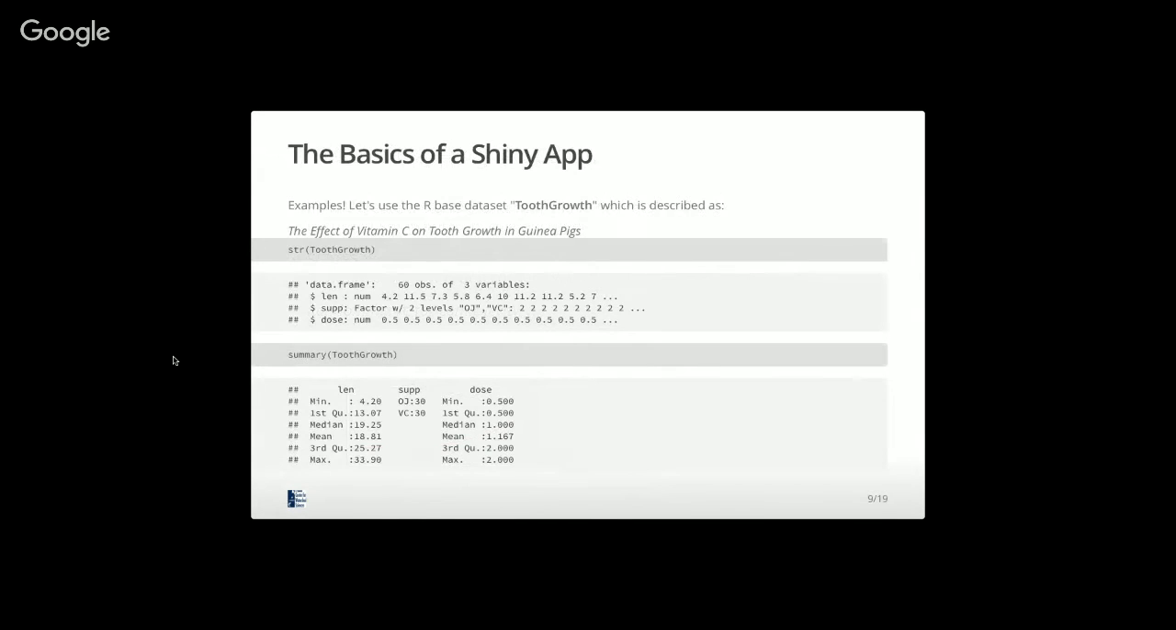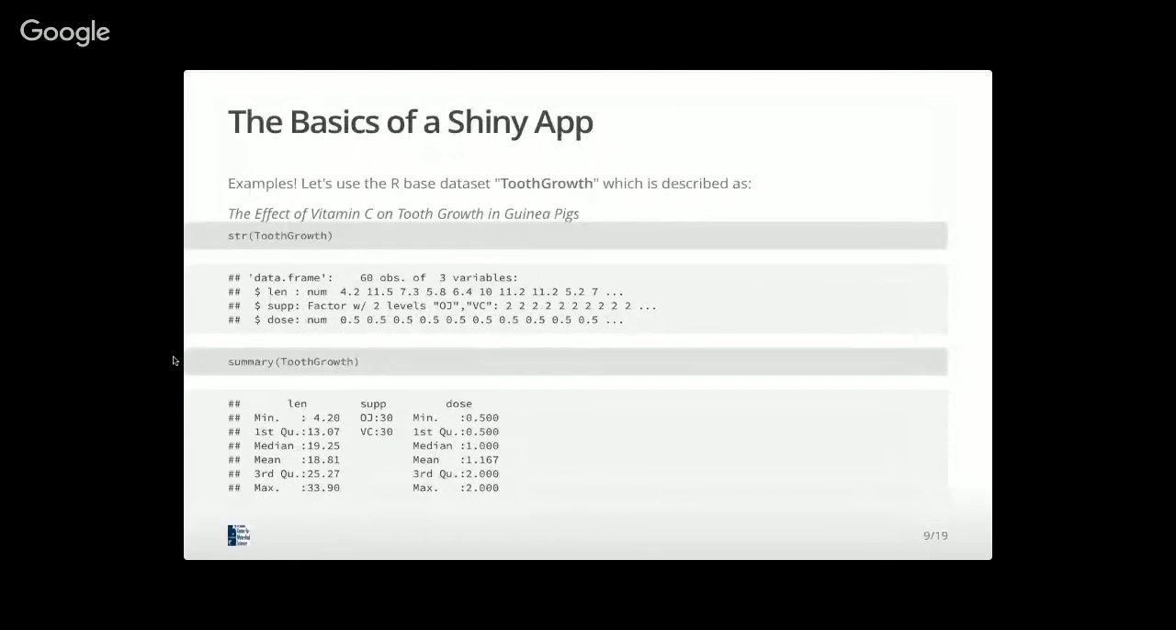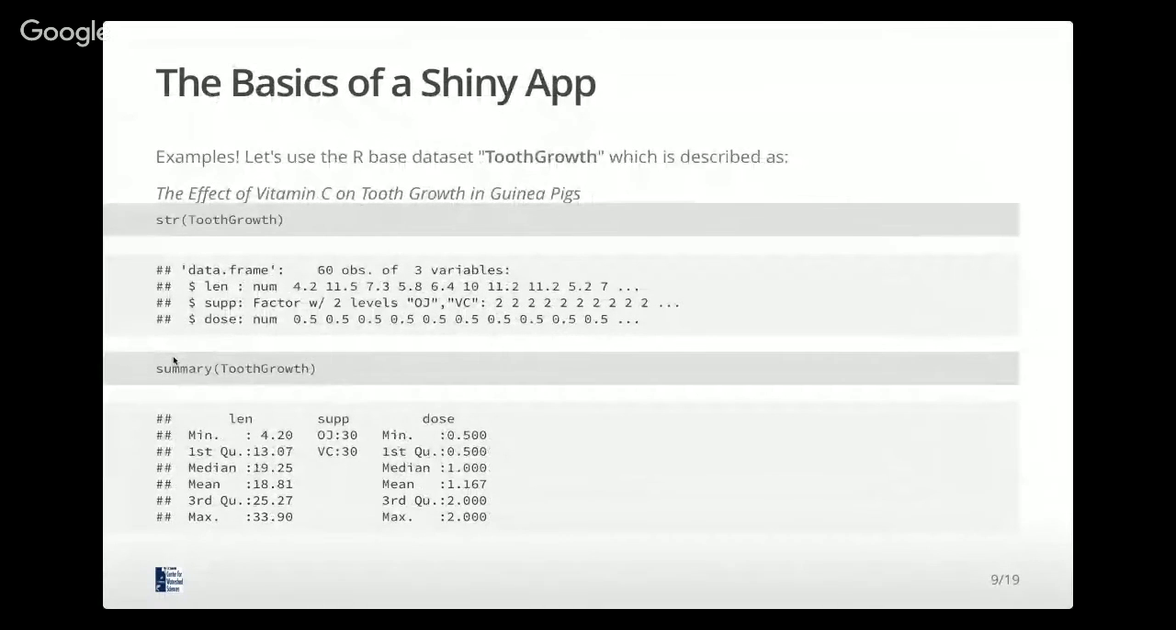I'll show some examples of an app in the same way. The basics of the Shiny app seem very small. I'm going to show the basics using the ToothGrowth data set from the base R packages, which looks at the effect of vitamin C on tooth growth in guinea pigs. It's a really simple data frame with three vectors, numeric and factor.